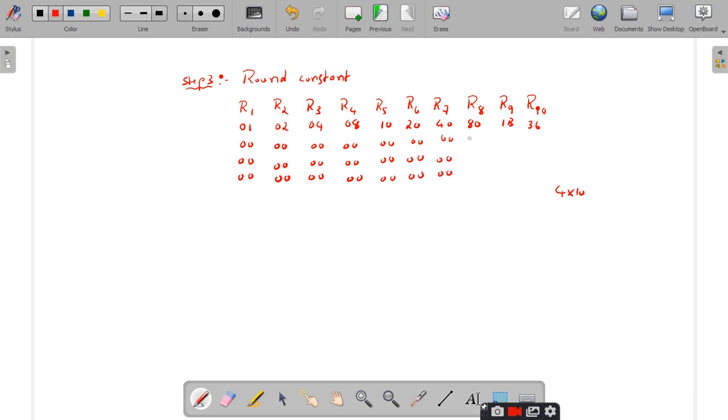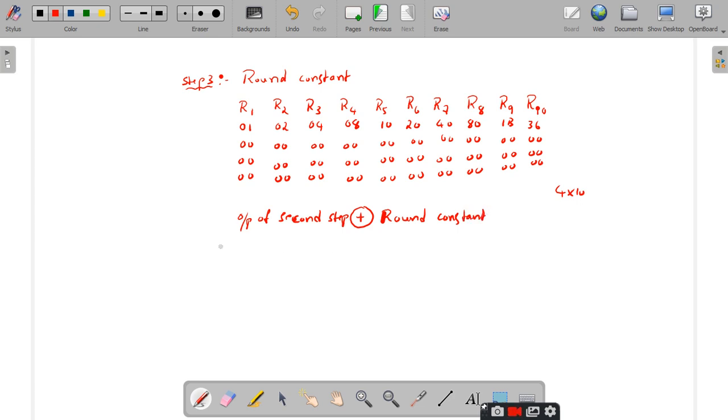So this is a constant that is already defined by the developers. We don't have to worry about how this constant has been taken, why this has been taken. The thing is that we should concentrate on what operation we have to perform, right? So in the round constant step, we have to perform an XOR operation of the output of the second step with the round constant.